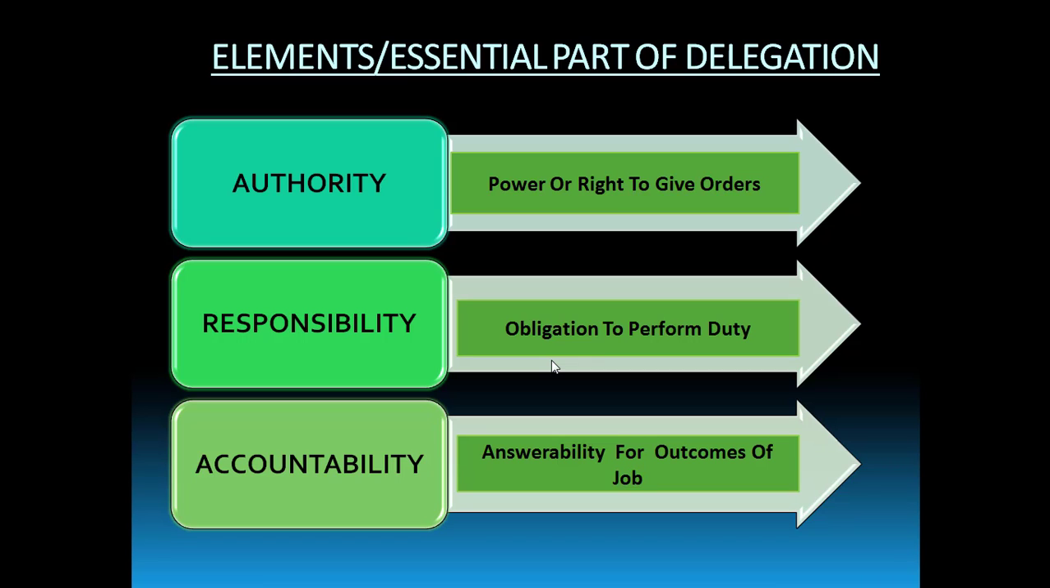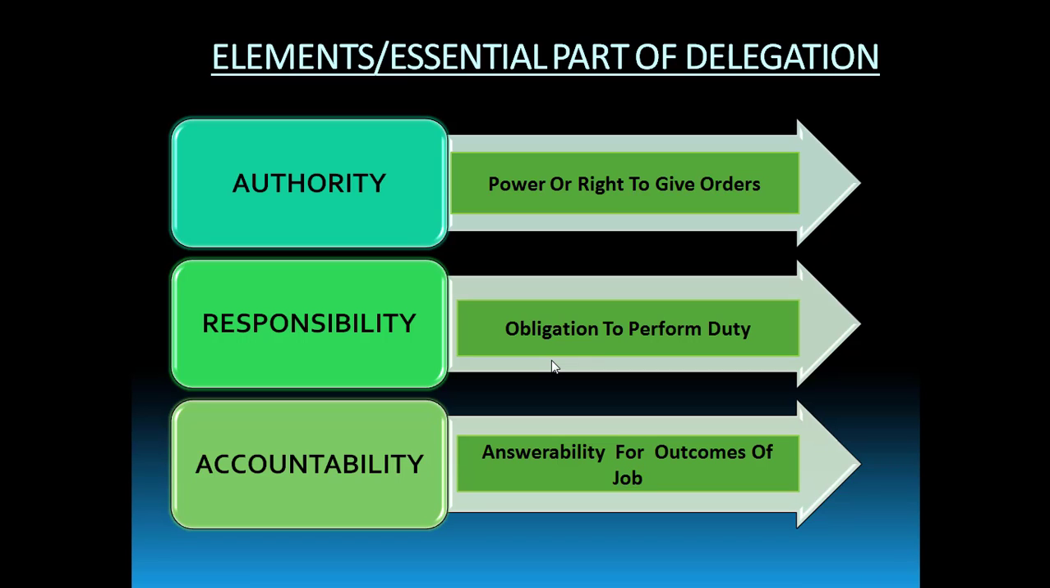Now, elements of delegation. Elements means the essential parts, right? So whenever it's written, what are the elements of delegation, it means the essential parts of delegation. The elements or essential parts of delegation are authority, responsibility, and accountability. These three are the main parts which will be used again and again in the delegation chapter.